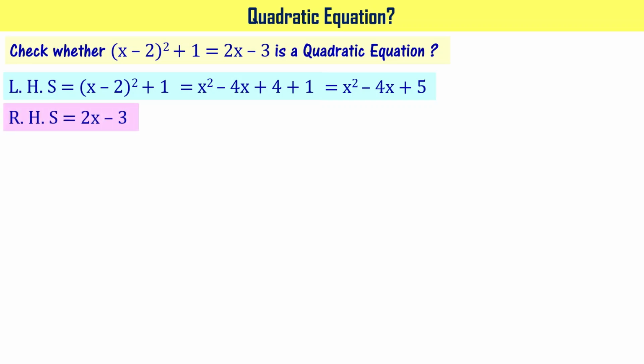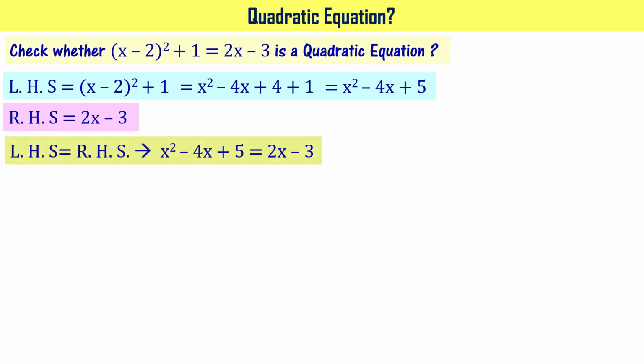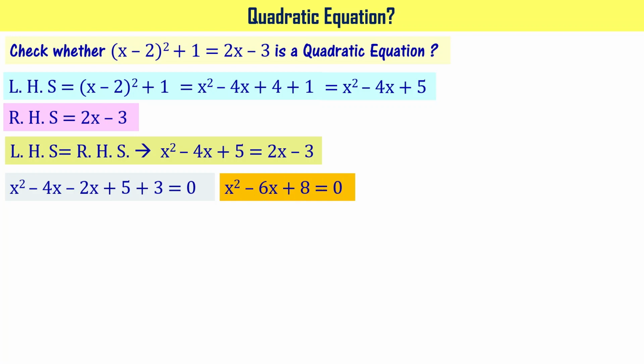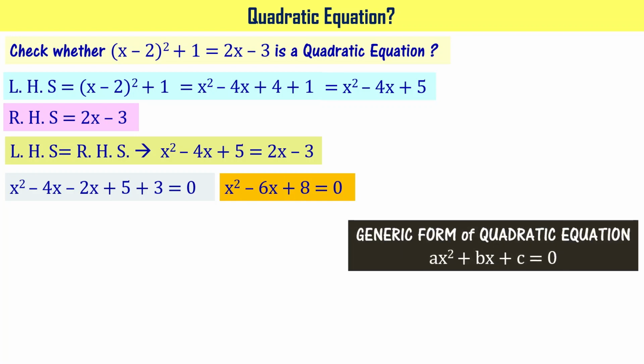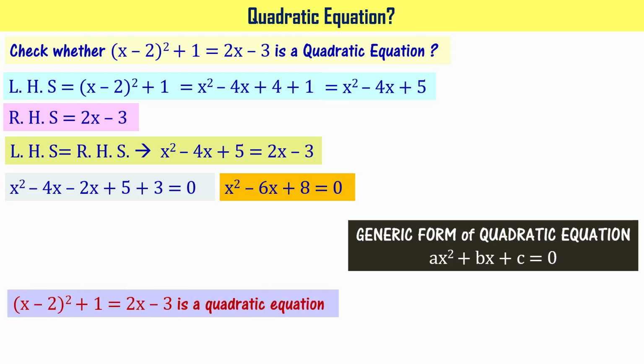And the RHS is given, that is 2x minus 3. Let's equate these two so that you get x square minus 4x plus 5 equal to 2x minus 3. When you rearrange and simplify, you get x square minus 6x plus 8 equal to 0. And it is matching with the generic form of a quadratic equation, that is ax square plus bx plus c equal to 0, right? Hence we can say that the given equation x minus 2 whole square plus 1 equal to 2x minus 3 is a quadratic equation. Please take a note of this.